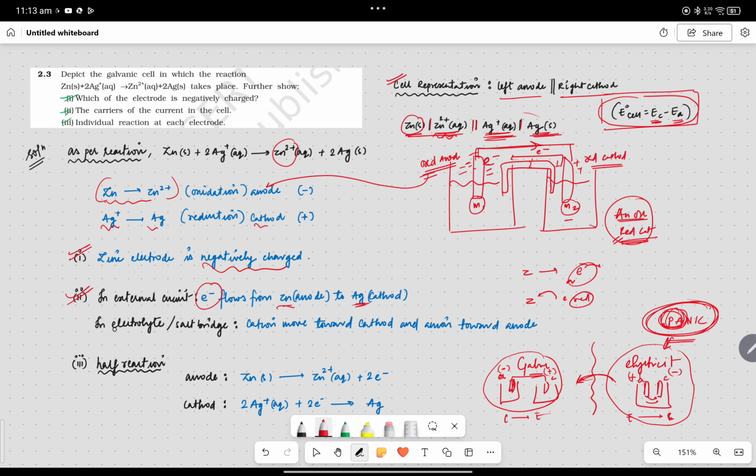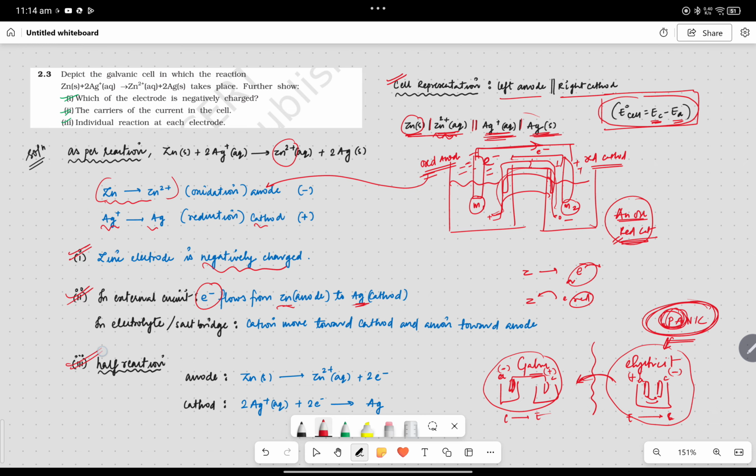And in the salt bridge, here what will happen is the cations will move toward the cathode, and the anions that are going to form here will move toward the anode. Okay, so this way it is going to occur.